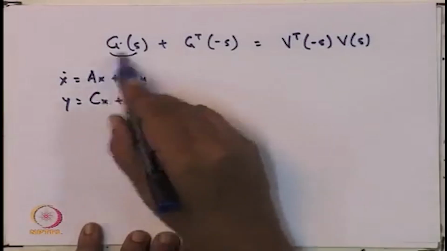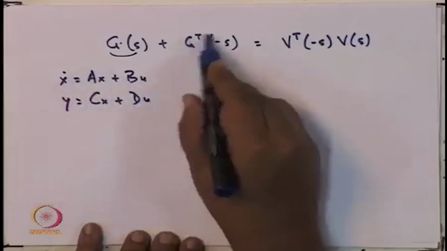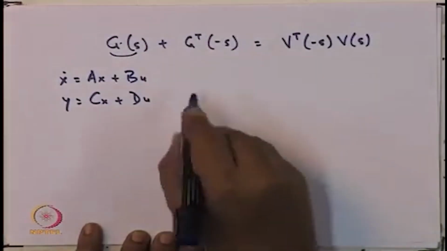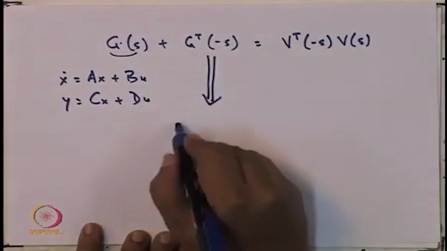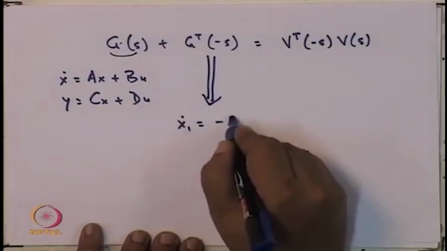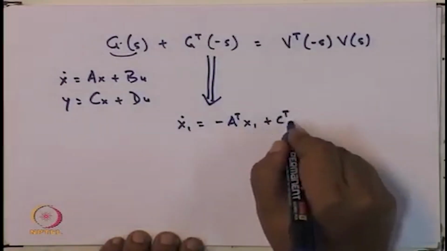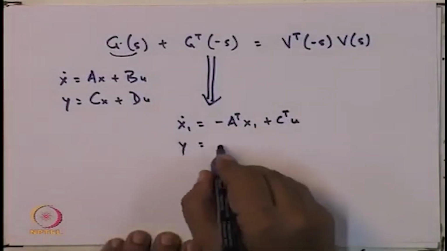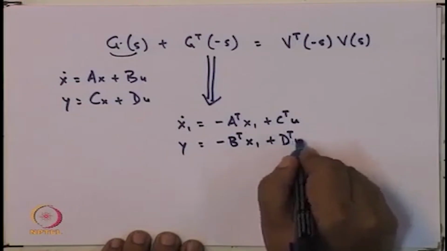Now, if this is the state representation for G of s, then from here we can get the state representation of G transpose of minus s. Let me call the states here x1. So x1 dot is going to be minus A transpose x1 plus C transpose u, and y is going to be minus B transpose x1 plus D transpose u.